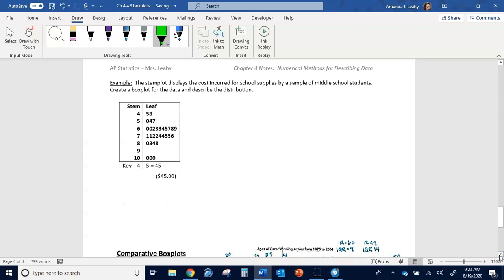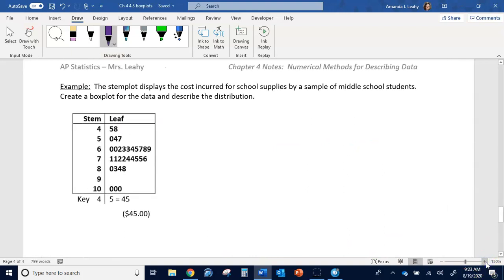You can also construct a box plot from a stem plot. First, notice that these are in order here. Okay, we've got these in order. So let's see how many numbers there are.